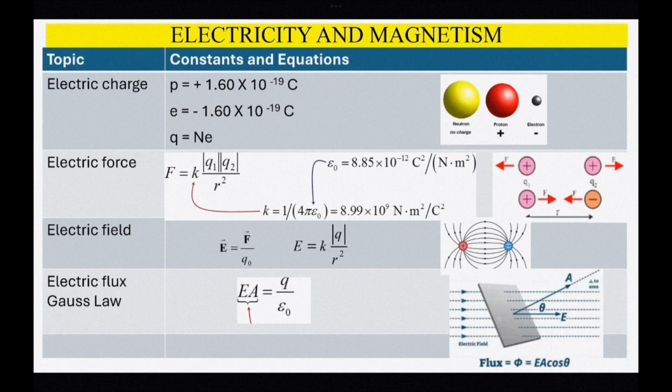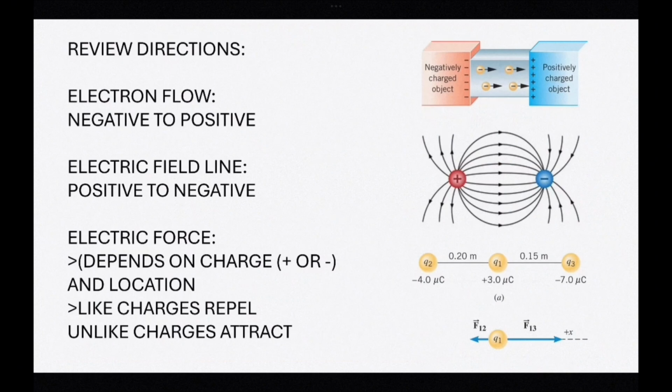Allow me to give you a little review. In terms of electron flow, it goes from negative to positive. Why? Because electrons are always free flowing, so they are the ones who transfer their energy to the positive. For the electric field line, it goes from positive to negative. It means that the positive is attracted by the negative. That is the flow, just like what you see in the illustration. And again, the electric force depends on the charge and its location, and like charges repel and unlike charges attract.